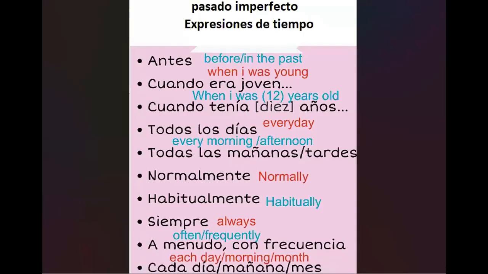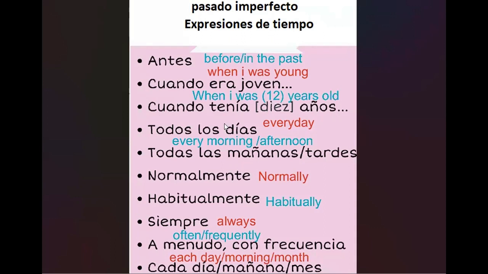The last part, and this is where we have here, okay, these are some time expressions that can help us to identify el pasado imperfecto or pretérito imperfecto in Spanish. Okay, here we have antes, cuando era joven, cuando tenía 10 años. Okay, here there is a mistake. This is 12, and here we have 10, but you understand this.